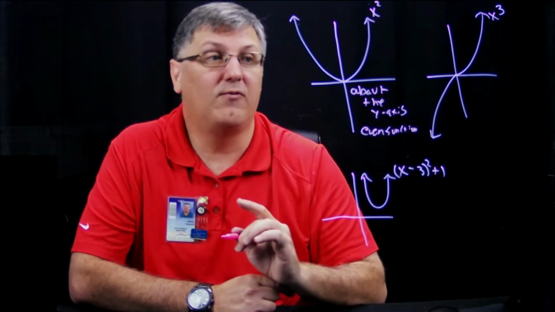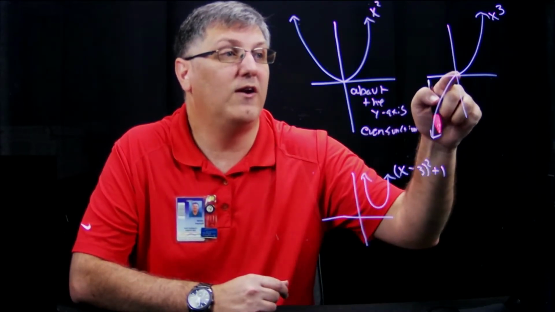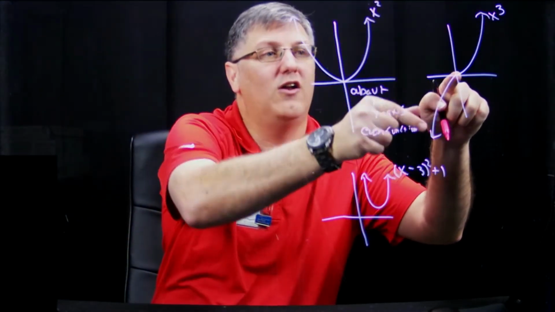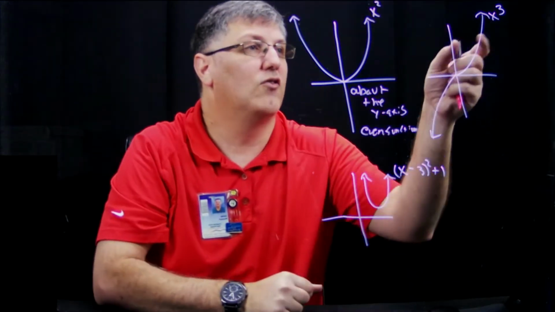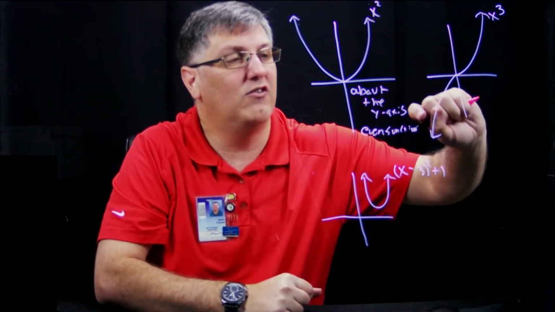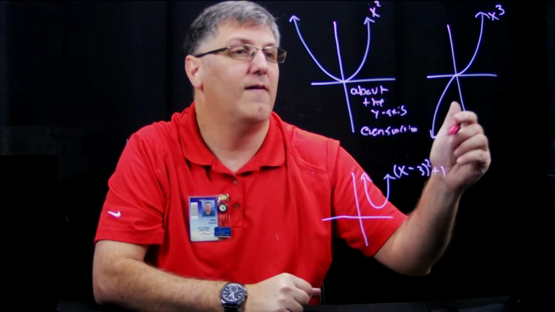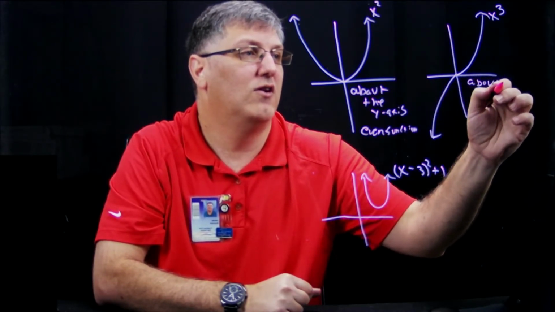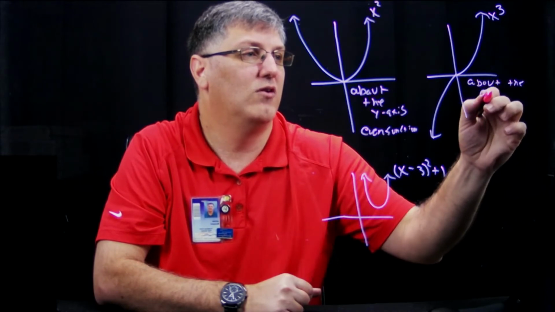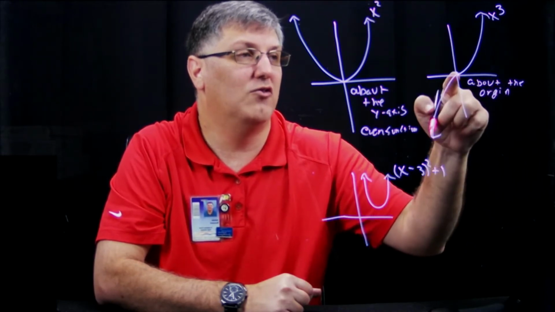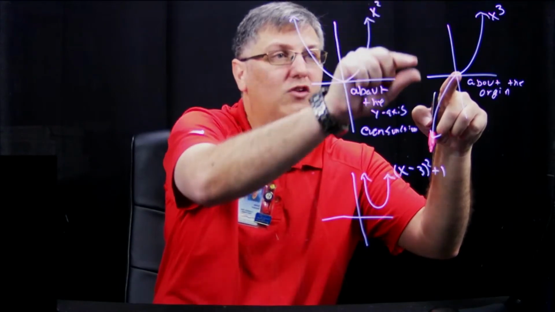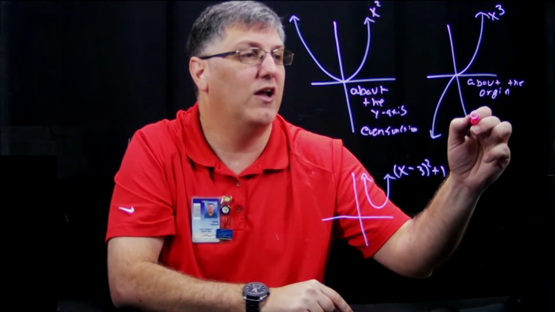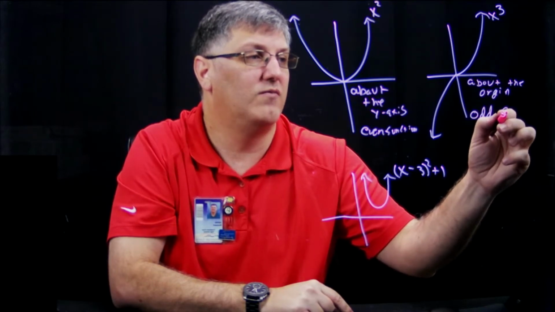The other type of function is if we imagine holding our finger on the origin and we take this part and we rotate it 180 degrees. If we took this part and rotated 180 degrees, it would perfectly match this part. So this is actually symmetric about the origin, and the origin is that (0, 0) right here. We rotate it 180 degrees and they should perfectly match up. This is called an odd function.